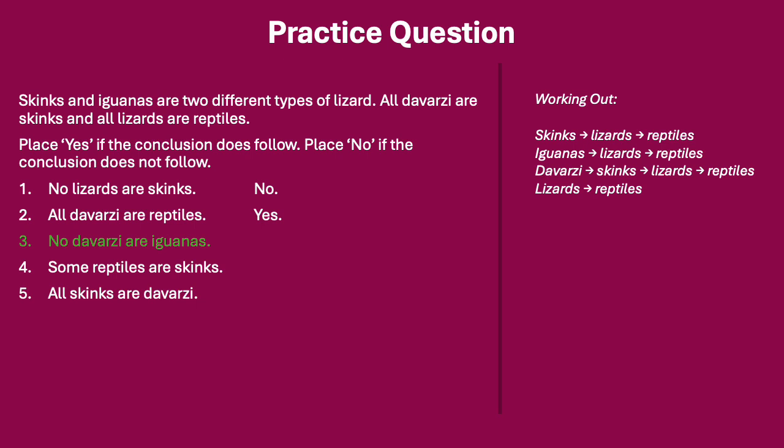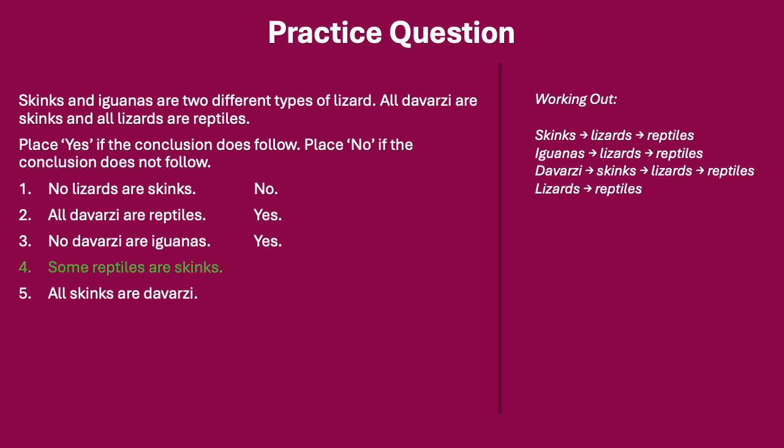Now what about this third term? No Divarsi are iguanas. Have a think about that one. So once again, because the subject of this conclusion are Divarsi, it's worth looking at that Divarsi term in our working out. And lo and behold, there's no mention of iguanas anywhere there. It talks about skinks, lizards, reptiles, but nothing about iguanas. So we can conclude there that number 3 is also true.